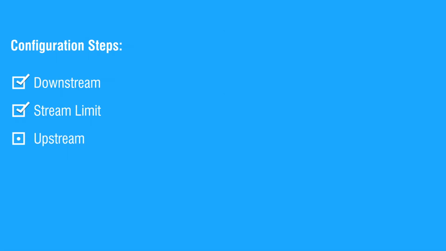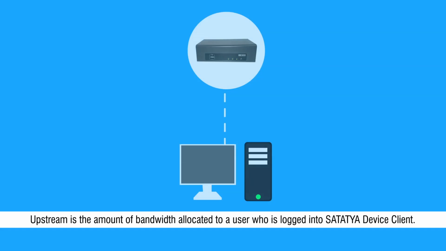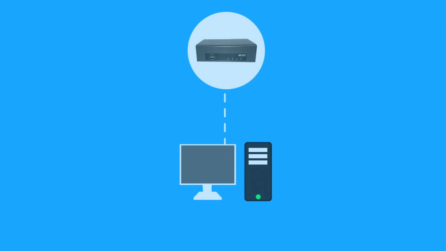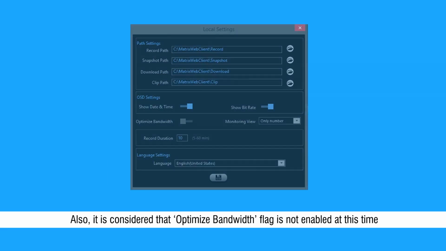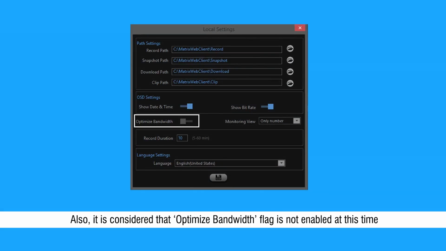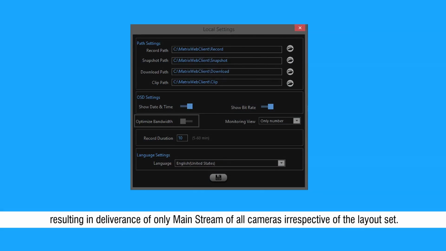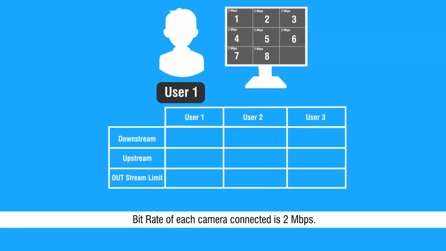Let us understand about upstream. Upstream is the amount of bandwidth allocated to a user who is logged in to SATATYA device client. Consider a scenario in which user 1 is watching all 8 cameras connected with SATATYA NVR8S at the same time in TV monitor. Also, it is considered that optimized bandwidth flag is not enabled at this time, resulting in deliverance of only mainstream of all cameras irrespective of the layout set. Bitrate of each camera connected is 2 Mbps. Now downstream in this case is 16 Mbps and upstream is 0 Mbps.